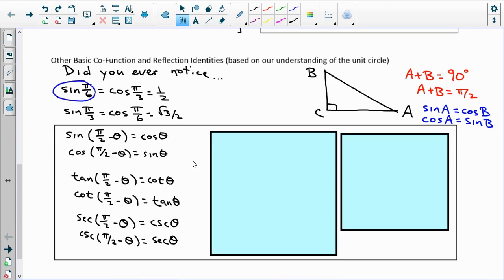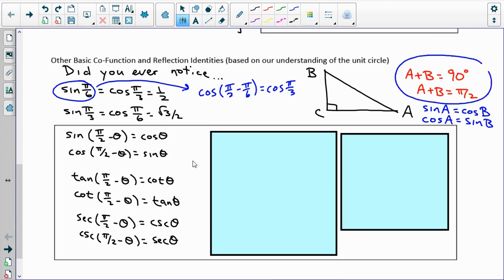The sine of pi over 6 is going to be the same thing as cosine of pi over 2 minus pi over 6, because that is cosine of pi over 3. That's something that has always been true when you were dealing with this 90-degree stuff in geometry. It's also true when you're dealing with radians or anything in general on the unit circle. That's why we have sine and cosine, tangent and cotangent, secant and cosecant. These are the cofunction identities. This is how they are related.